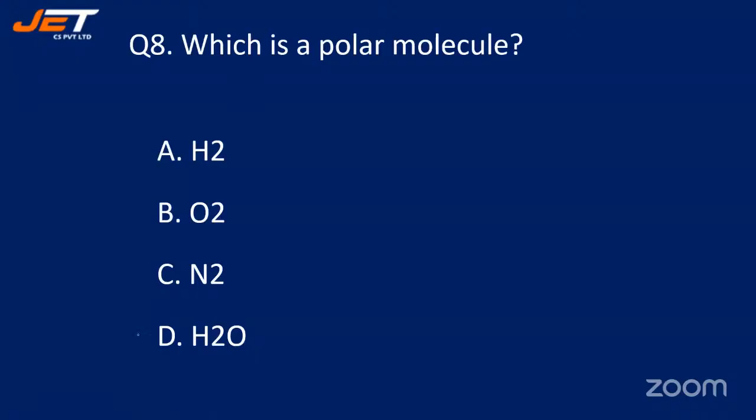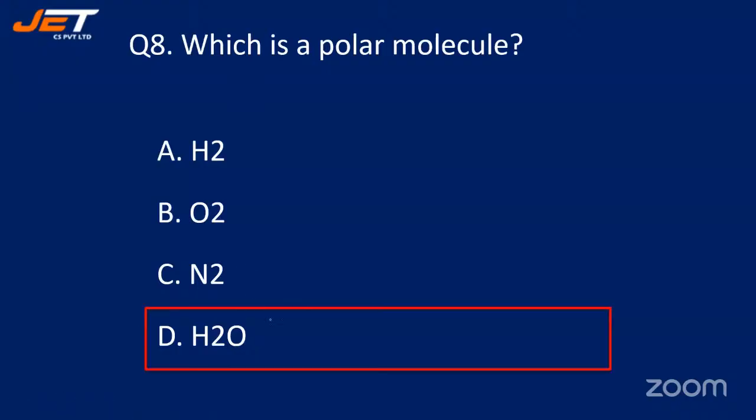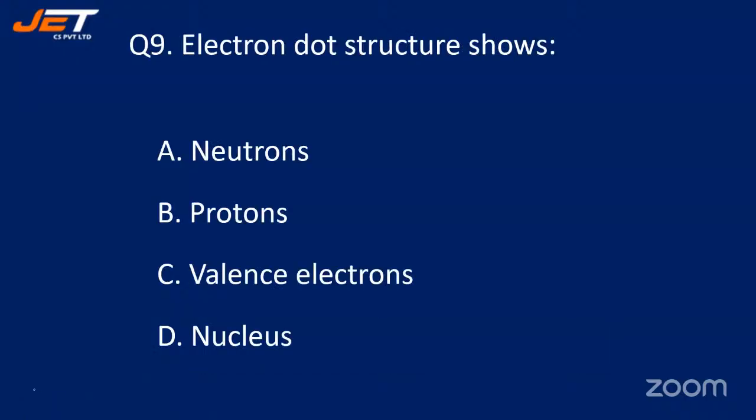Which is a polar molecule? I think I have revealed the answer. It is water. When compared to hydrogen, oxygen, and nitrogen, all these are other organic elements. So H2O is the right polar molecule because of its dipole.